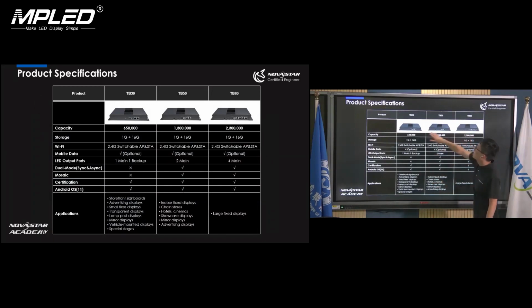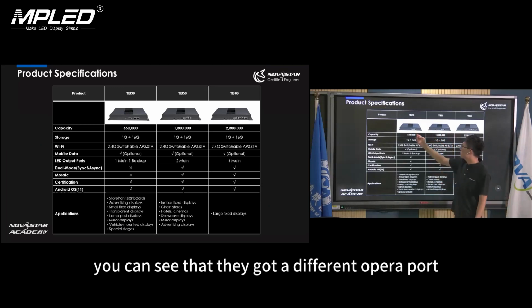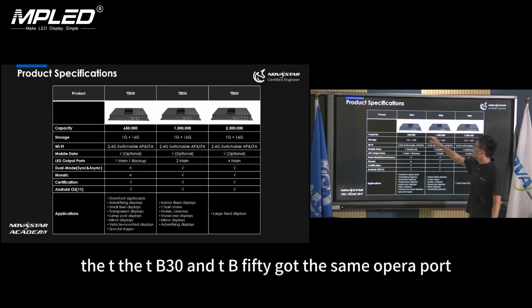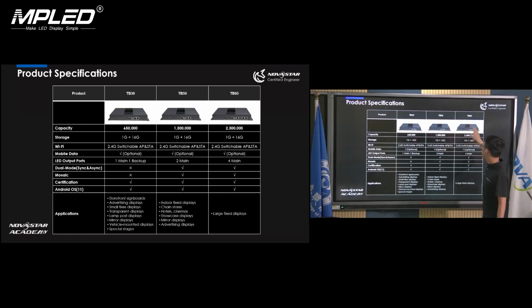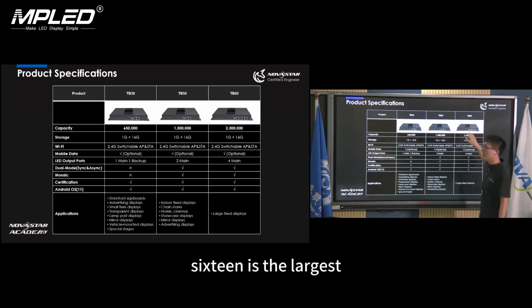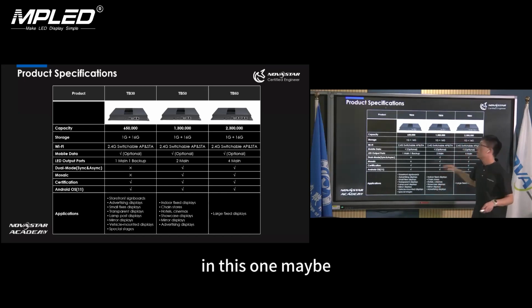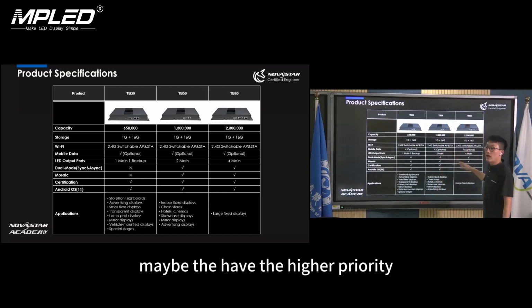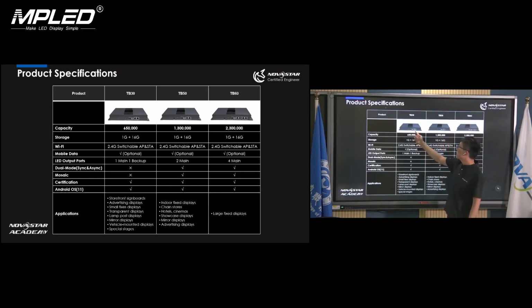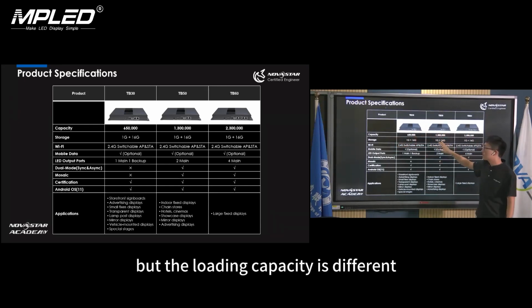And from those products' appearance, you can see that they have different output ports. The TB30 and TB50 have the same output ports, and TB16 has 4 output ports. So the loading capacity of TB16 is the largest. If you have a fixed display project, this one may have the higher priority. And the question is, you can see that they have the same output ports, but the loading capacity is different.